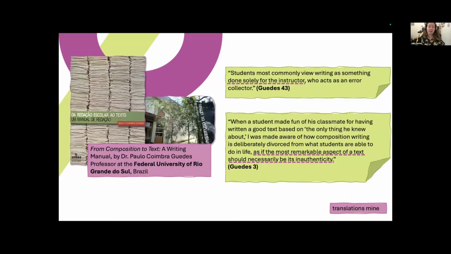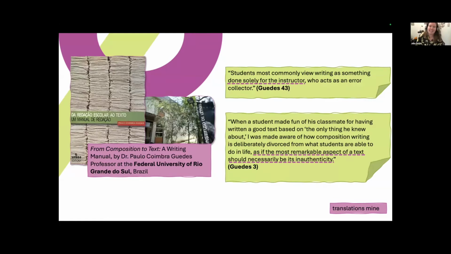So I am very inspired by Professor Paulo Coimbra Guedes. He's a professor at the Federal University of Rio Grande do Sul. He wrote this book, From Composition to Text, a writing manual. It hasn't been translated into English, so this is a free translation by me, as are all quotations by Coimbra Guedes. And he has taught at the university for 40 years.